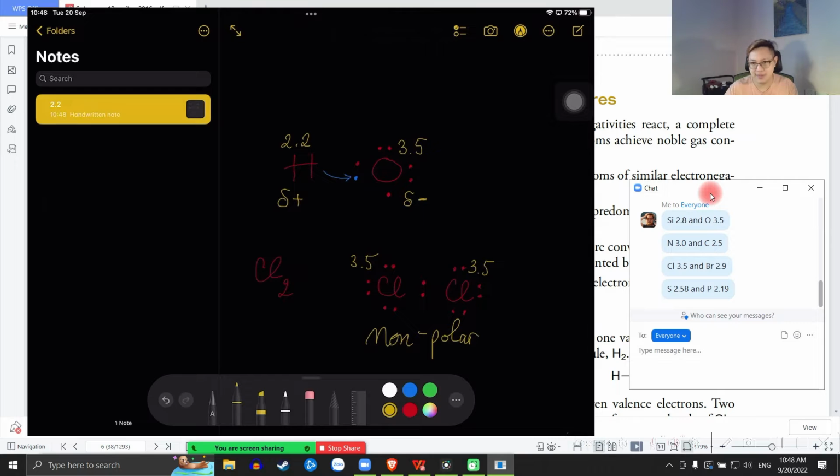So what does the word polar mean? Polar means one pole is positive and one pole is negative, isn't it? But non-polar means it doesn't form a positive or negative pole. Is it understandable? Yeah. Okay, good.